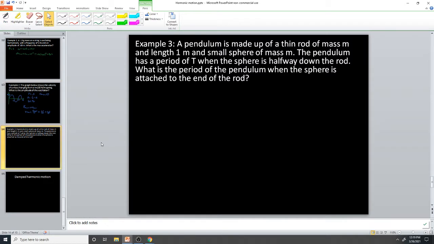Third one's a little bit more. A pendulum made up of a thin rod of mass m and length 1 meter and a small sphere of mass m. The pendulum has a period of T when the sphere is halfway down the rod. So basically in the first case, you've got this rod, and we're going to put the mass right in the middle there. And then in the second case, the sphere is attached to the end of the rod, so now the sphere is down there. So this is A, this is B. The period A is just T, and I want to know what the period B is.